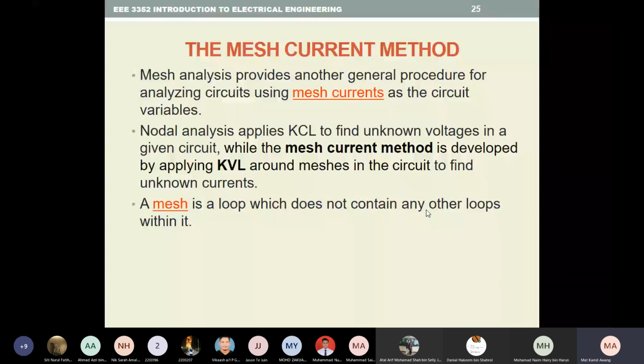Right? So mesh analysis provides another general procedure for analyzing circuits using mesh currents as the circuit variables. Nodal analysis applies KCL to find unknown voltages in a given circuit, while the mesh current method is developed by applying KVL around meshes in circuits to find unknown currents. And as we know, a mesh is actually a loop that does not contain any other loops within it. So this method basically uses meshes or loops in analyzing your resistive network. Okay.